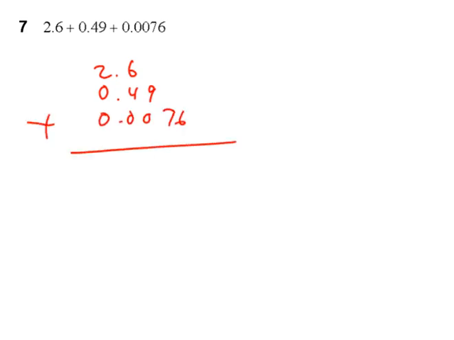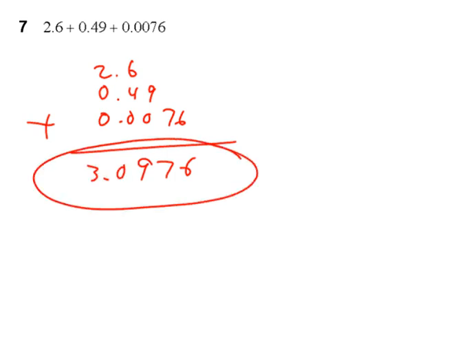Question 7, you have the sum. Again, when you're adding or subtracting, line up all your decimals. Your answer is 3.0976.